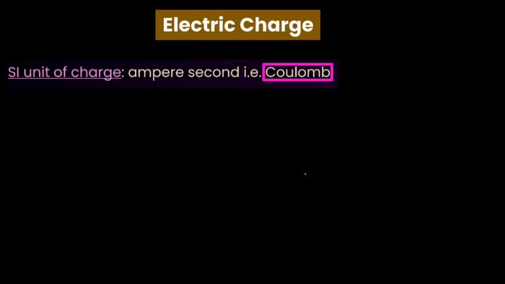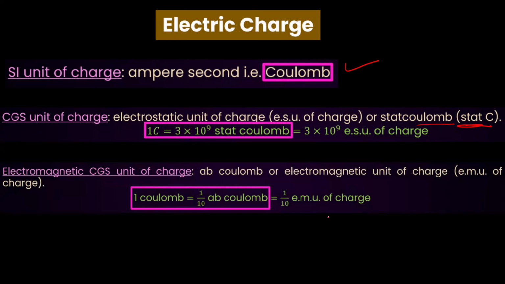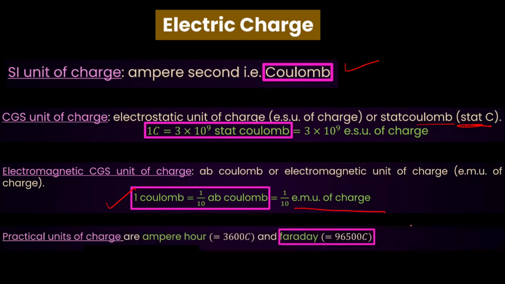Now, some more points about electric charge. The SI unit of electric charge is the coulomb, or you can say ampere second. The CGS unit is the electrostatic unit of charge, that is ESU of charge, or statcoulomb, or stat C. So 1 coulomb is equal to 3 into 10 raised to 9 statcoulomb, which is also equal to 3 into 10 raised to 9 ESU of charge. Next point is the electromagnetic CGS unit of charge, that is absolute coulomb or electromagnetic unit of charge, EMU of charge. 1 coulomb is equal to 1 by 10 of absolute coulomb, that is 1 upon 10 of EMU of charge. Practical units of charge are ampere hour, which is 3600 coulomb, or Faraday, which is equal to 96,500 coulomb.